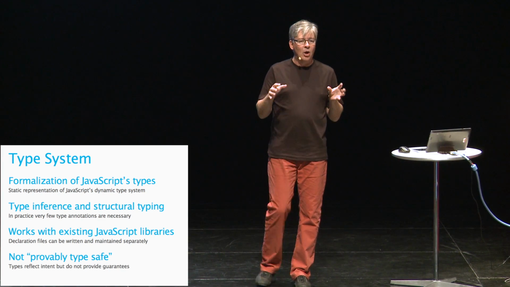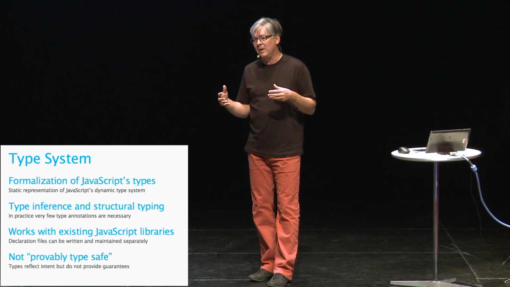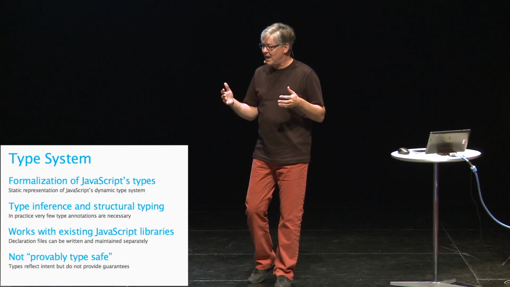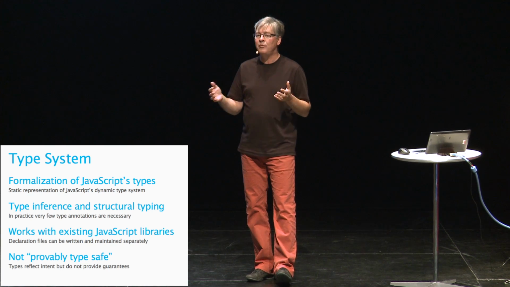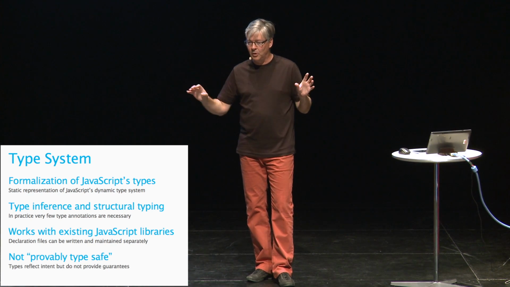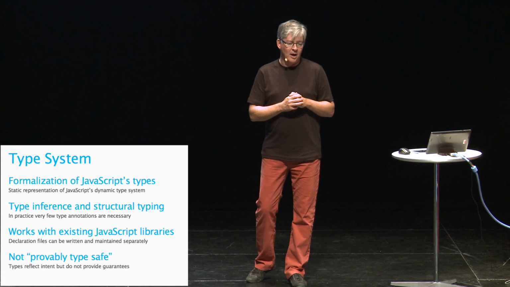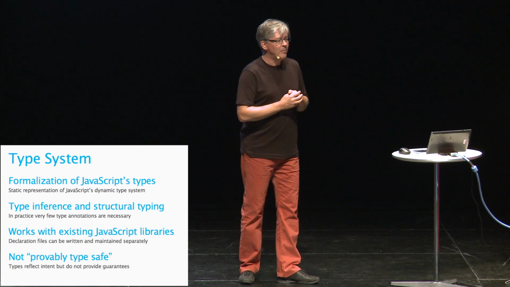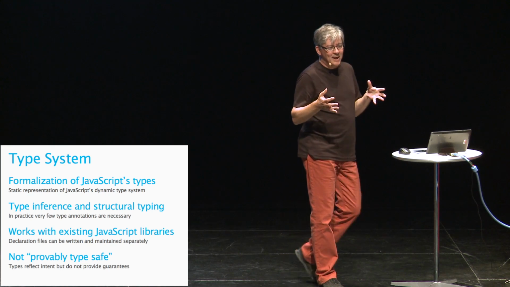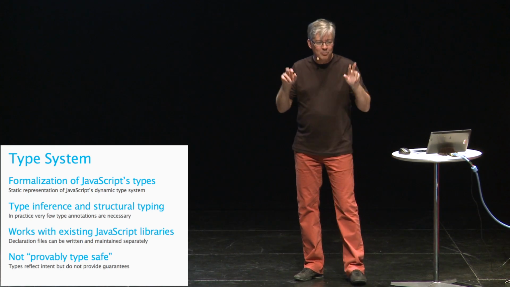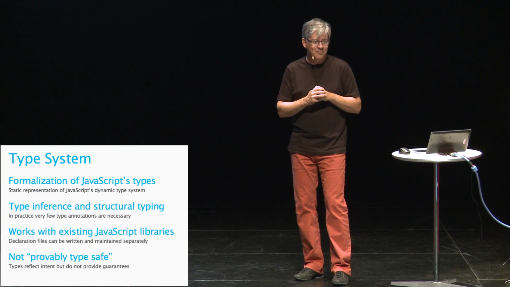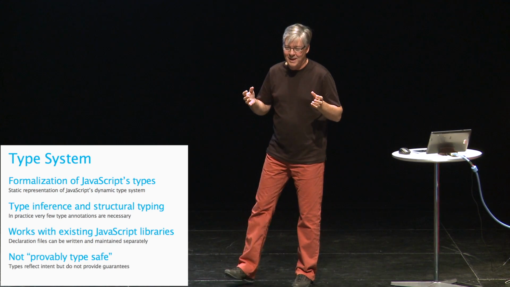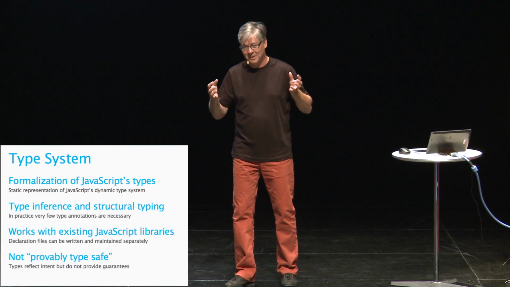You see that we do a lot of type inference and structural typing, and the reality is that when you're writing TypeScript code, you actually end up writing very few type annotations, and then we just flow from there. As I said, it works with existing JavaScript libraries. And for the type system geeks out there, this is not a provably type-safe type system, because JavaScript is not, in a sense, provably type-safe. Well, you first have to define what you really mean by that.